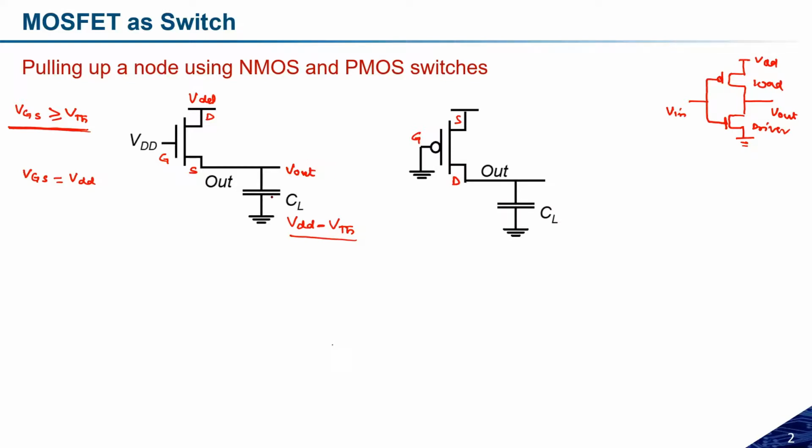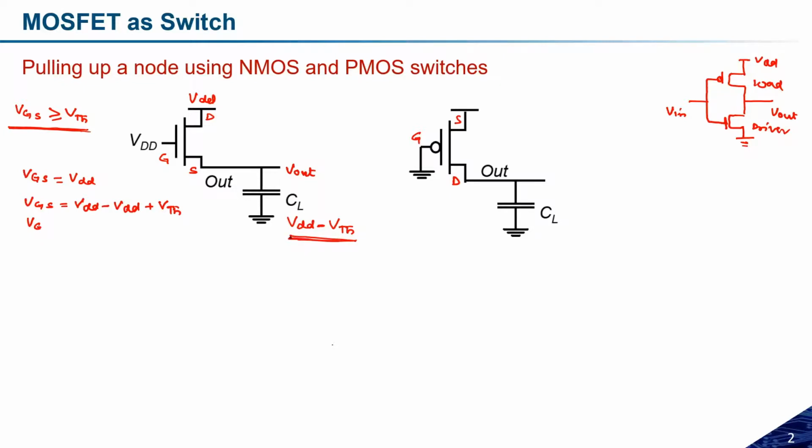Once this capacitor reaches VDD minus VTH, VGS is equal to VG minus VS, which is VDD minus (VDD minus VTH), so it becomes VTH. If I further increase the output, VGS will become less than the threshold voltage, so this NMOS transistor will be in the off state, and it cannot further charge this load capacitance beyond VDD minus VTH.